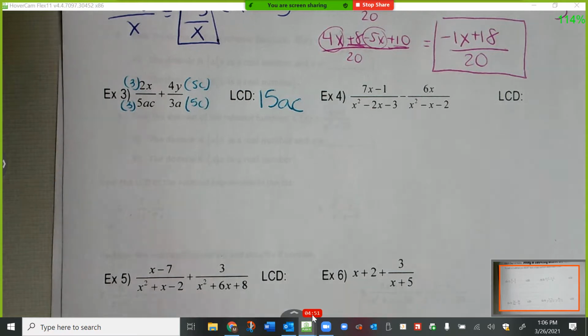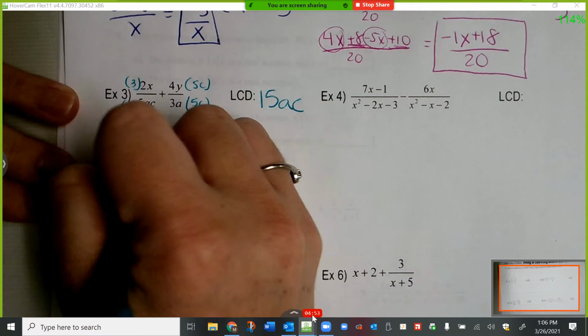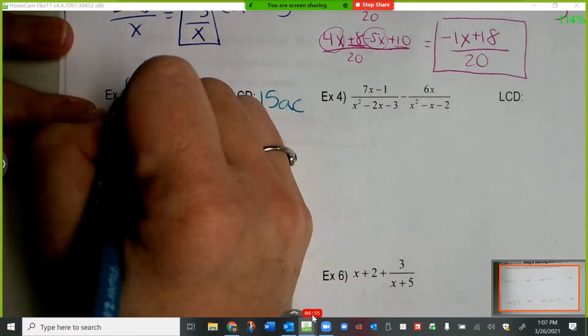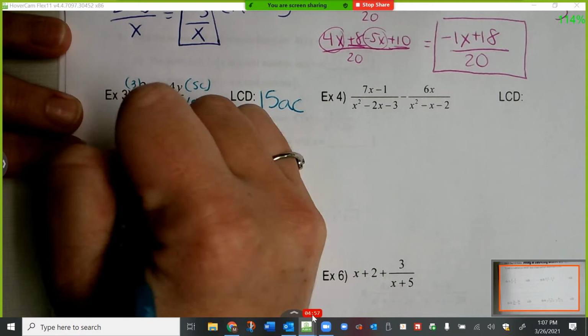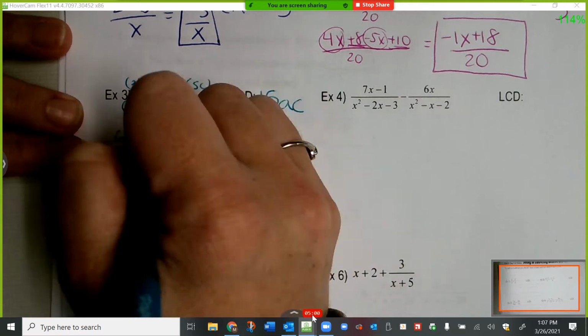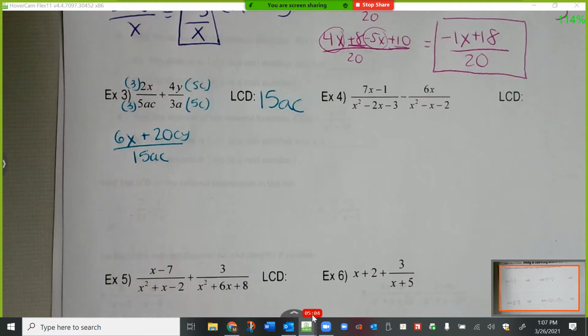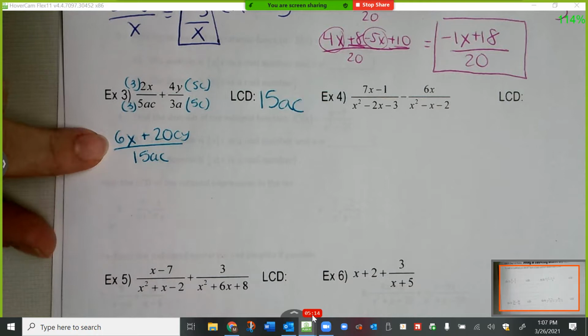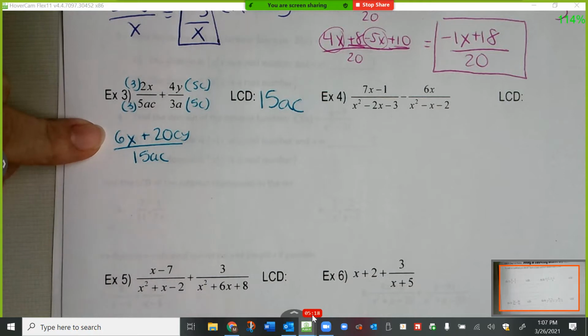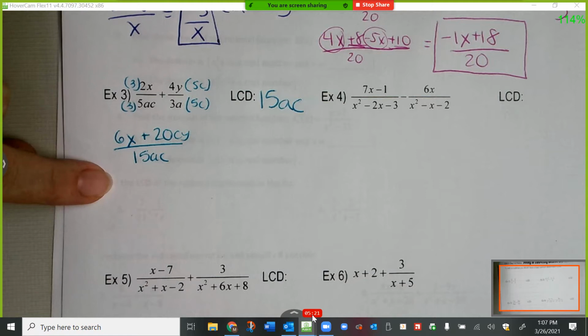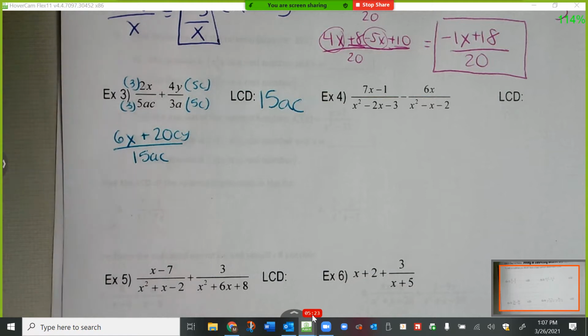So now I know my denominator becomes 15AC for both of them. 3 times 2x is 6x plus 4 times 5 is 20. And remember, we put letters in alphabetical order, so CY, not YC. And nothing here can simplify. You could technically take out, what's your GCF on the top? 2. Does 2 go into 15? No. So would it change anything if I took it out? No.